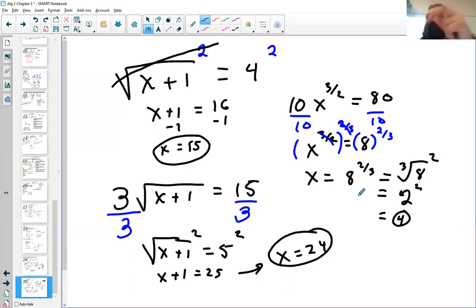Eight, 15, 21. You times it by 3. You didn't cube root it. 8 times 3 is 24. You're supposed to do the cube root of 8.